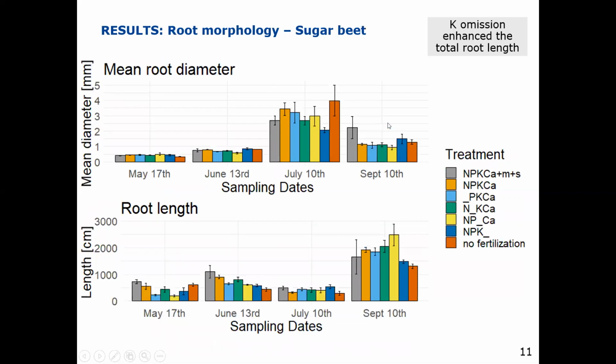We move now to the part on the root morphology of sugar beet. To analyze the root morphology, we calculated the total root length of sugar beets during 4 sampling dates and for the 7 treatments. We should say that generally, here also, the root diameter shows different trends depending on the growing stage. This could be explained by the water availability, but also by the turnover of fine roots. And generally, the stress related to nutrient deficiency enhanced the root length, as we can see in the graph below.